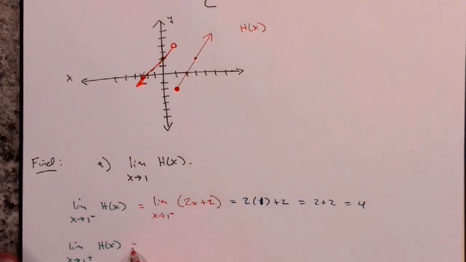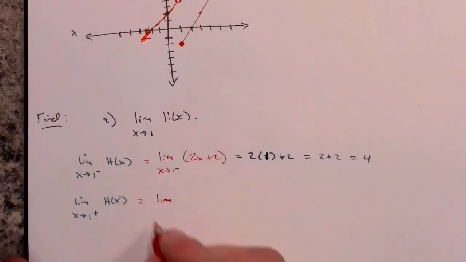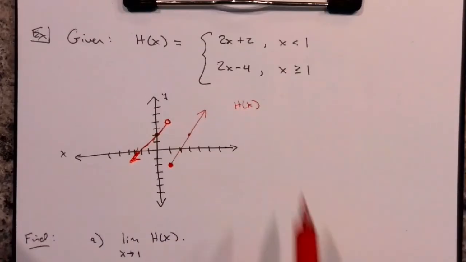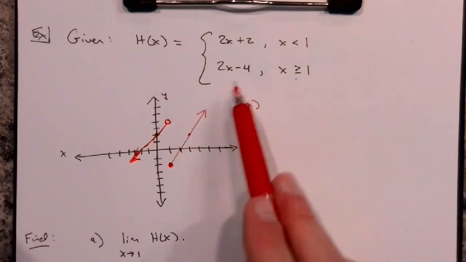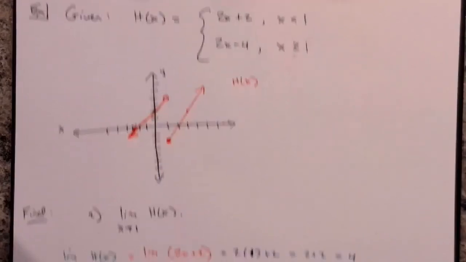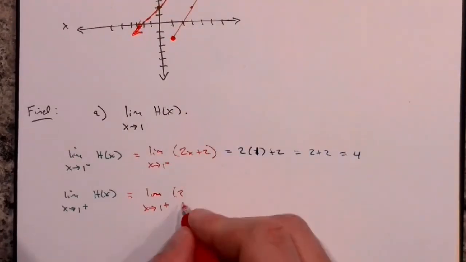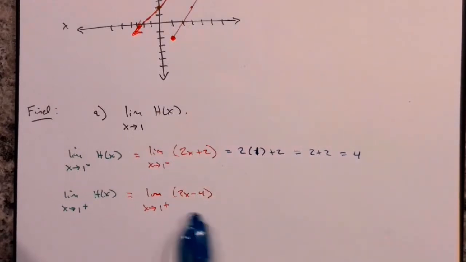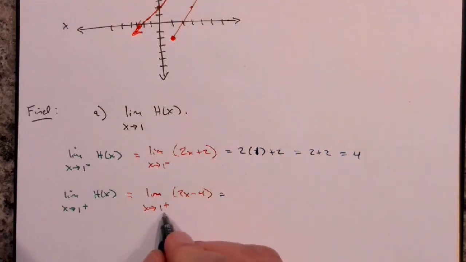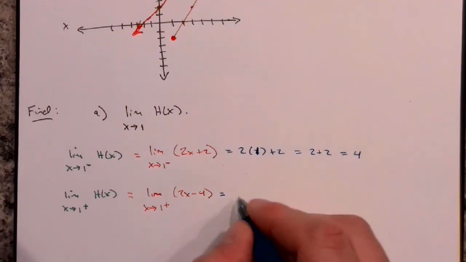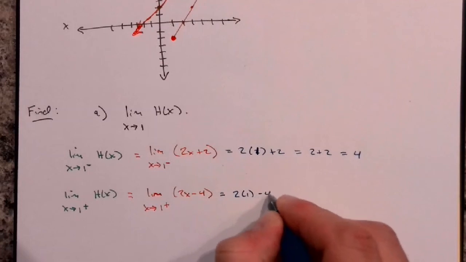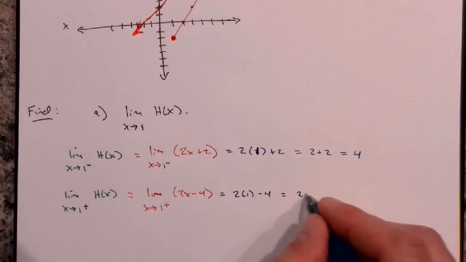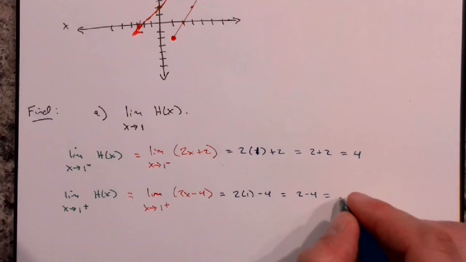From the right side, we'll do the same thing. So we're taking the limit as x approaches 1 from the positive side. Now from the positive side, that's when x is greater than 1, so we're using the 2x minus 4. So we can say the limit as x approaches 1 from the positive side of 2x minus 4, because that's the function to the right of 1. And then again, we're subbing in 1 right into here because it's a polynomial, so I have 2 times 1 minus 4, and this equals 2 minus 4, which equals negative 2.